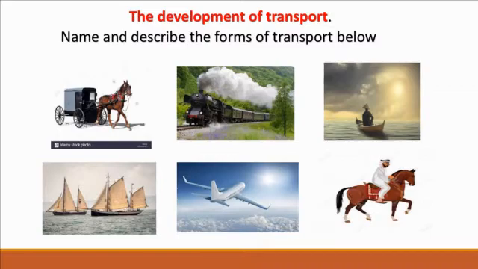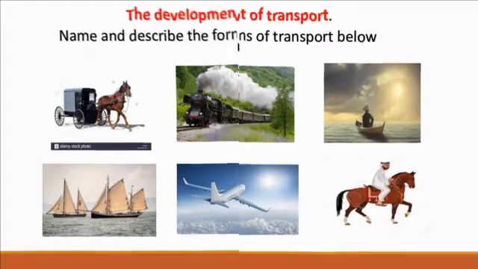Today, we have the development of the airplane. We can move easily from one place to another using the airplane. The other one, the last one, is a guy on top of a horse. All these are forms of transport.